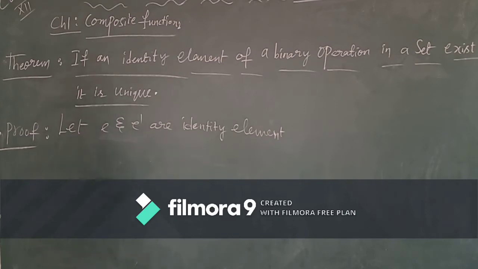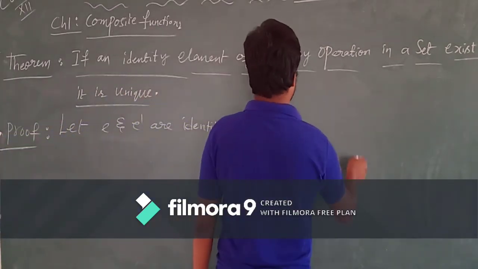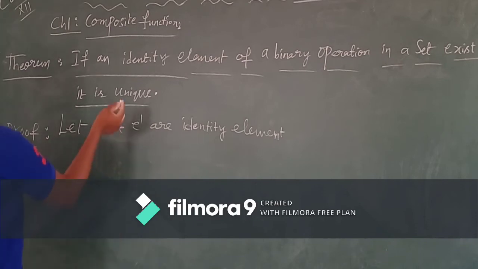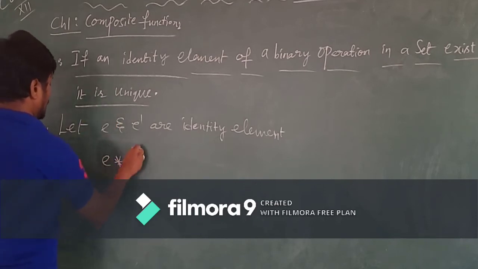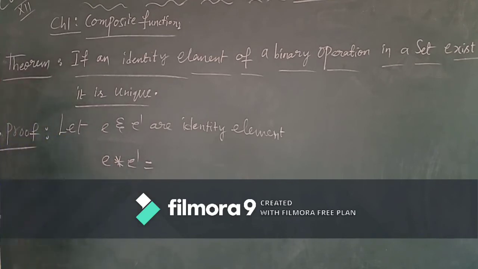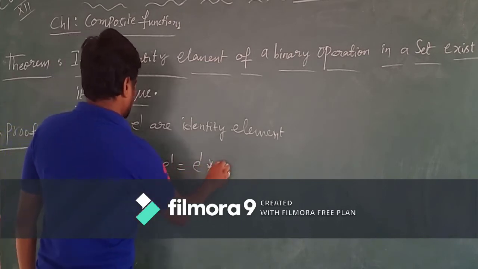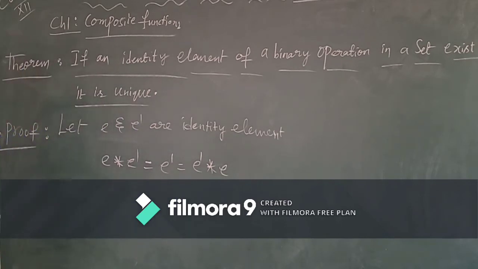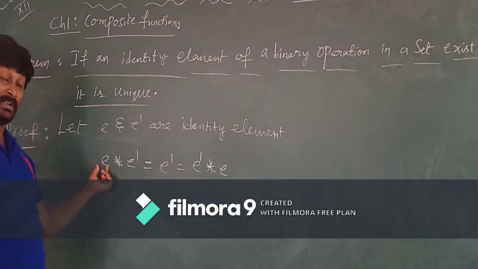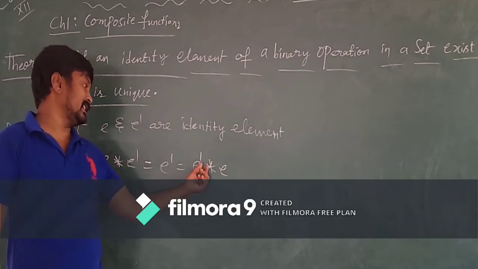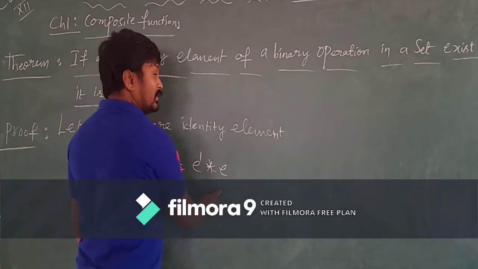Then what happens? Let me think here. First, E is an identity element, so use what we learned previously about the identity. Then E star E dash is equal to E dash. Here E is the identity element, so when it operates with any element, you get that element. In the same way, according to the property of identity which we learned in the last point, E star E dash is equal to E dash.